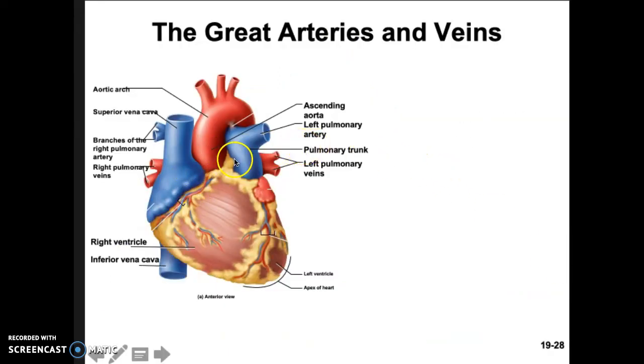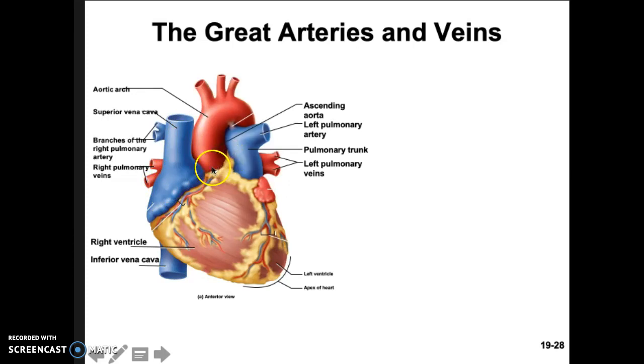At the base of the heart, you have your great arteries and veins attached. These are large blood vessels attached to the base of the heart. We have the superior vena cava, which brings blood from the head and neck regions, and the inferior vena cava, which brings blood from the lower extremities and deposits it into the right atrium. So blood comes from both the superior vena cava and the inferior vena cava, and that blood is deposited into the right atrium. Note, the blood that is deposited into the right atrium is deoxygenated blood.